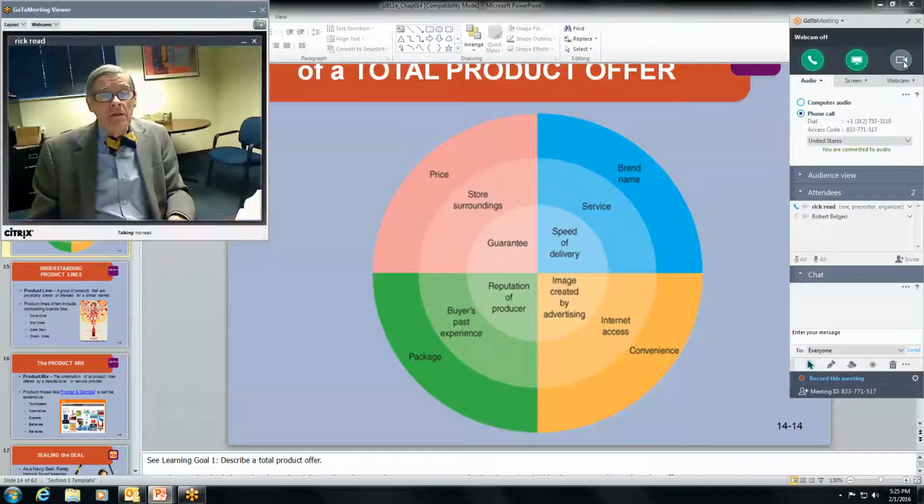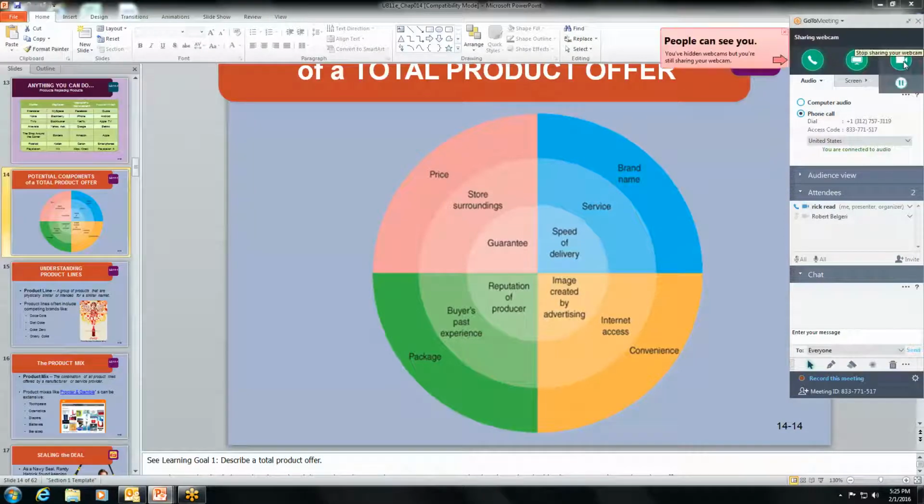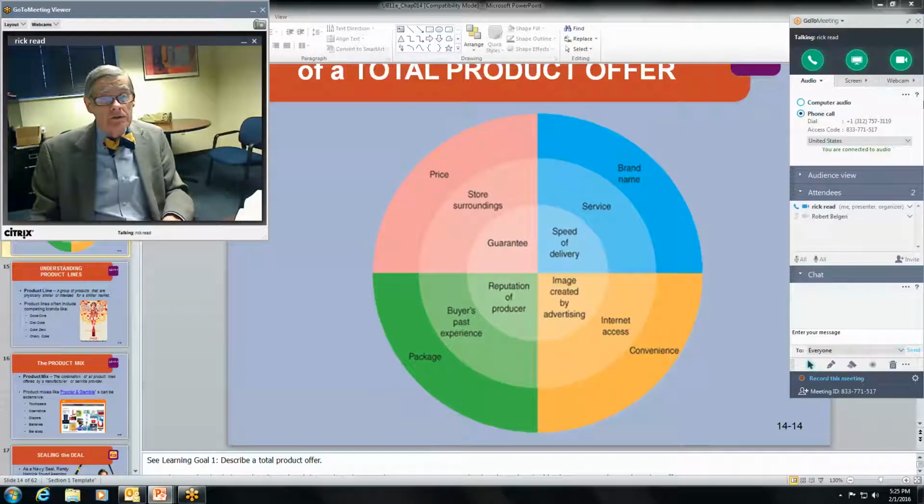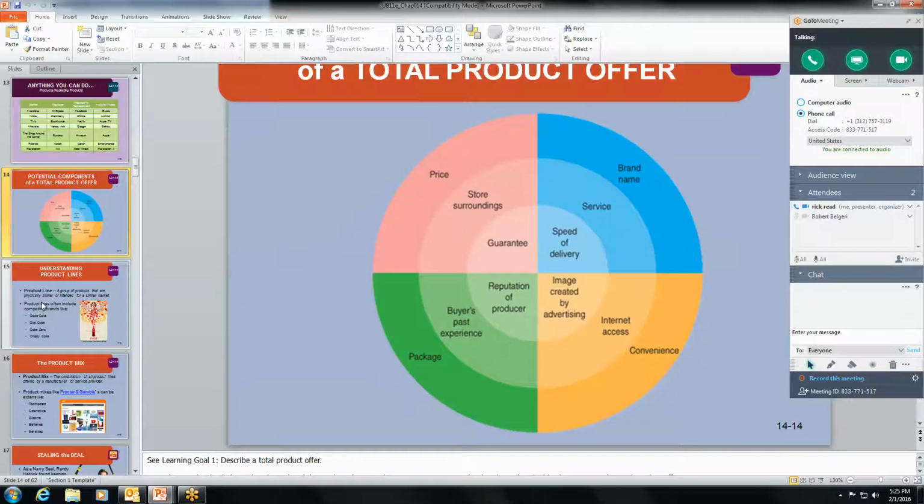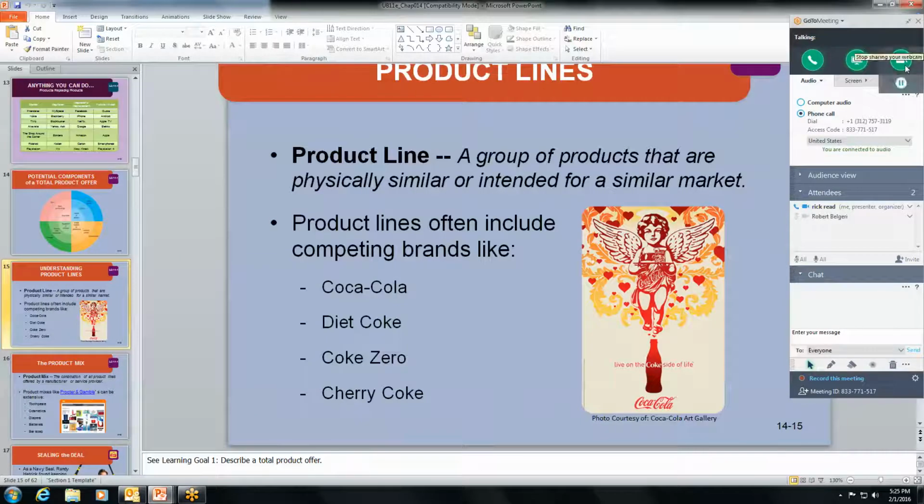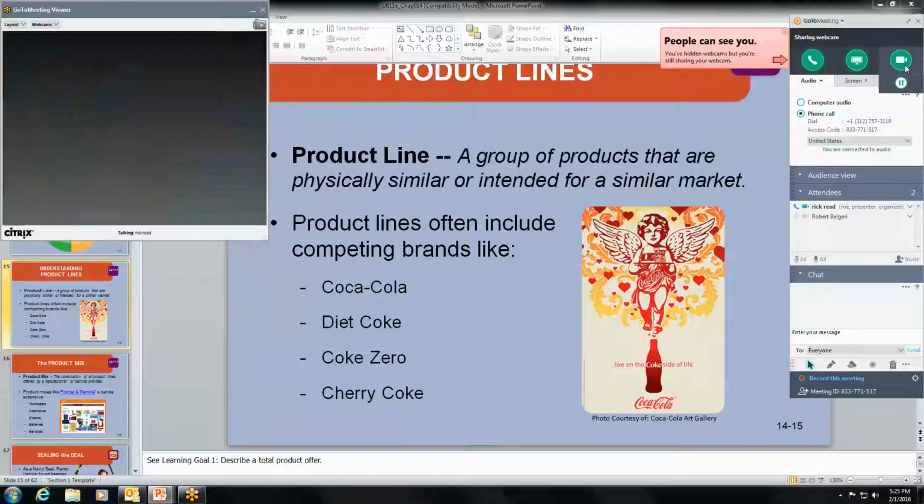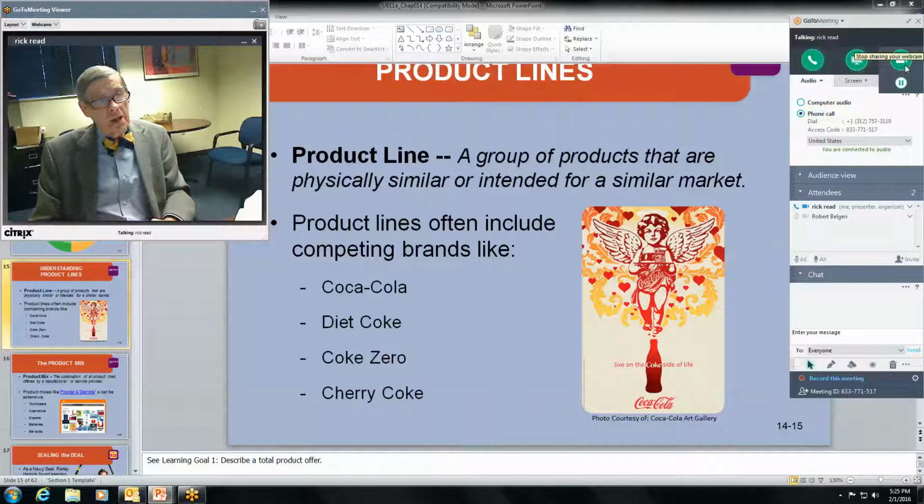This is going back to the total product offer. You can see this slide graphically displayed in your text, figure 14.1, page 393. Now, we're going to talk here a little bit in the next few minutes about the differentiation between product line, product mixes, and things of that nature.